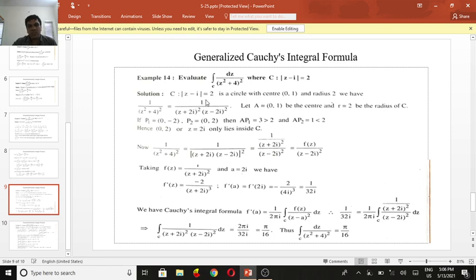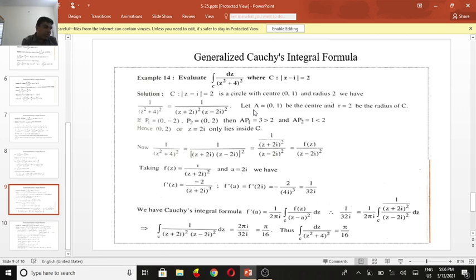So suddenly we can write 1 divided by (z plus 2i) whole square (z minus 2i) whole square. Let A be the point (0, 1) and take the circle with center A and radius equal to 2. Take the points P1 = (0, -2) and P2 = (0, 2).